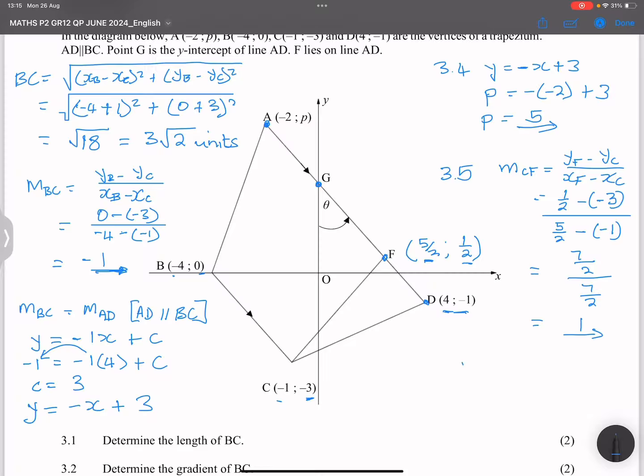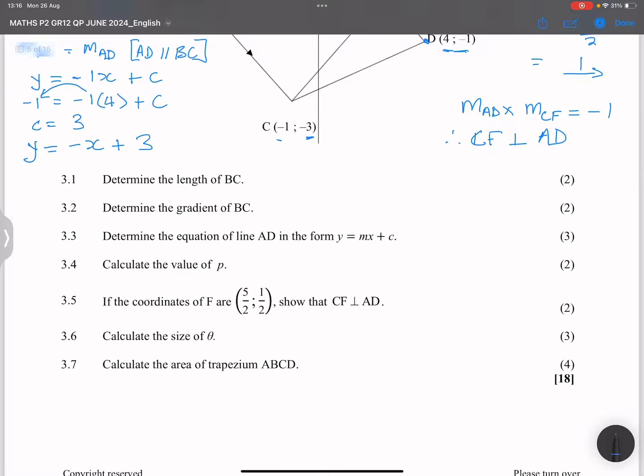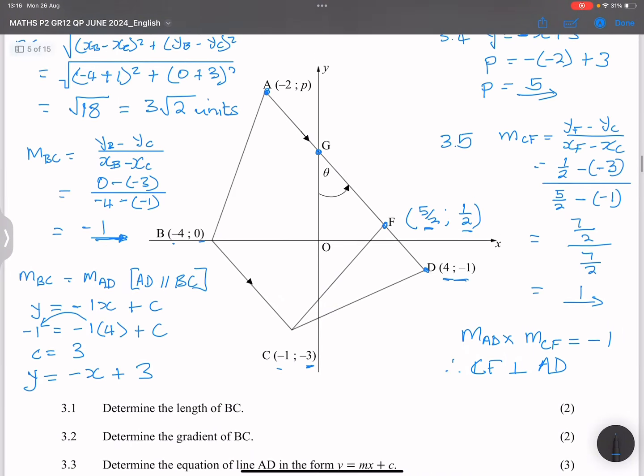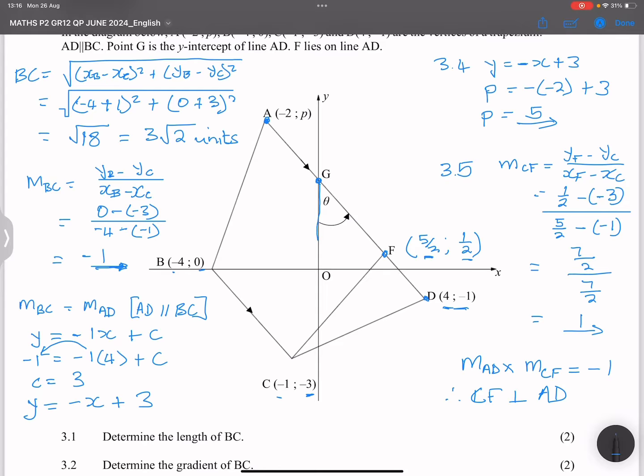So definitely, I know that the gradient of AD multiplied by the gradient of CF are equal to negative 1. Remember, negative 1 times 1 will give us negative 1. So therefore, that means that CF is perpendicular to AD. All right, so there we have it, ladies and gents. Now the last part of it, or well, almost the last part, they say calculate the size of angle theta. Now, ladies and gents, let's look at where theta is located. So I'm going to take this triangle over here, and I'll show you why I'm taking that triangle, right?